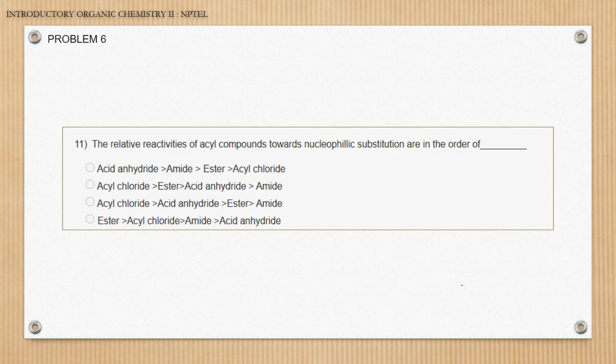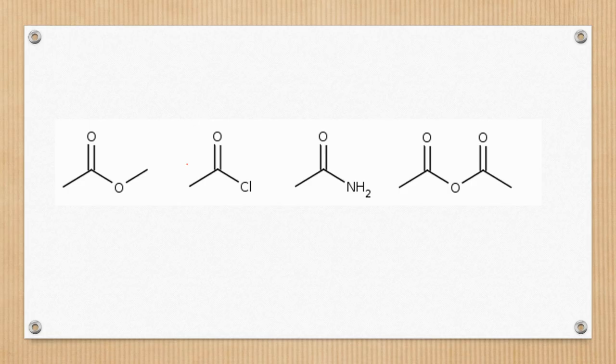So coming to problem number 6. They are asking for the relative reactivity of acyl compounds towards nucleophilic substitution, in order of what? So you have to arrange these acyl compounds in order towards nucleophilic substitution. These contain acid chloride, ester, acid anhydride, and amide. So this is the structure of each. Now, what do we mean by nucleophilic substitution? The nucleophile is going to attack the carbonyl carbon and substitution will take place, meaning this group will leave.